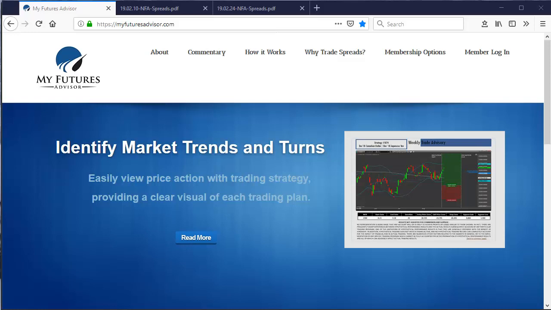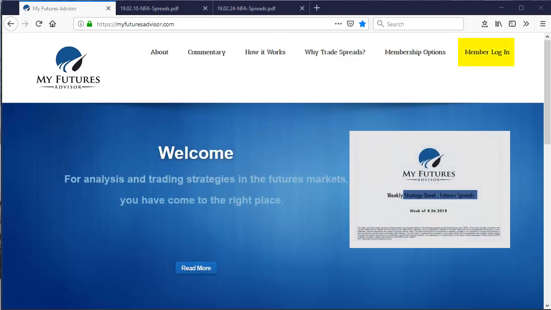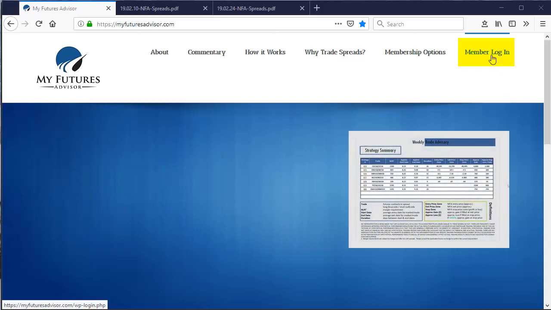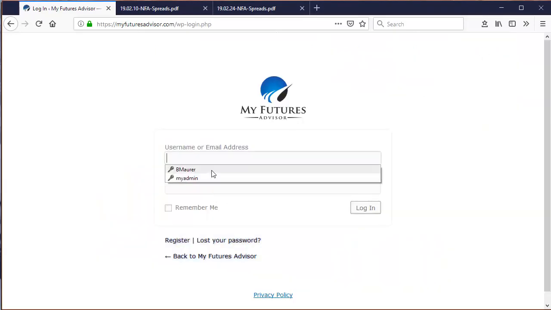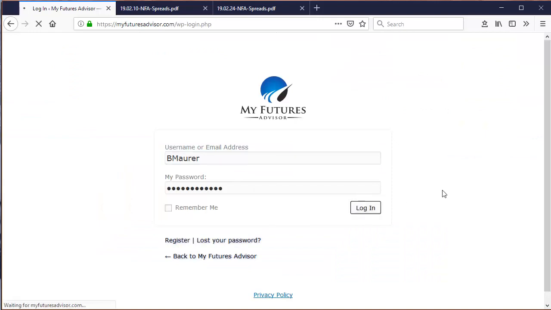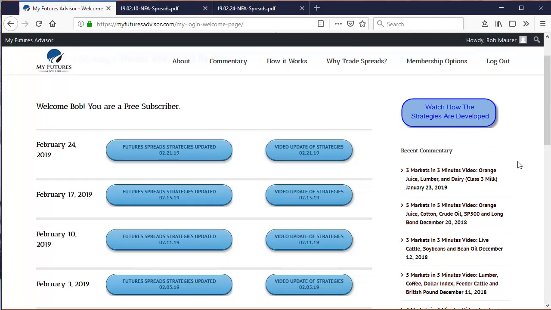In order to access the strategy sheets, either as a guest with a trial membership or as a member, and we do appreciate the members, you go to the top right of the website where it says member login and go ahead and type in the credentials that you have. And in there you'll see a pretty clean interface, which is the way we wanted to keep it. It has basically four columns, okay?